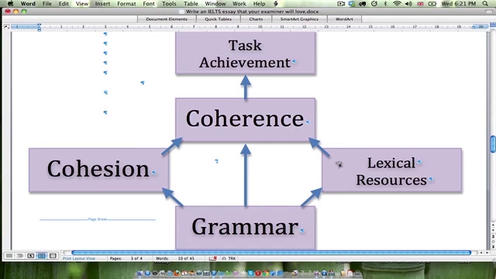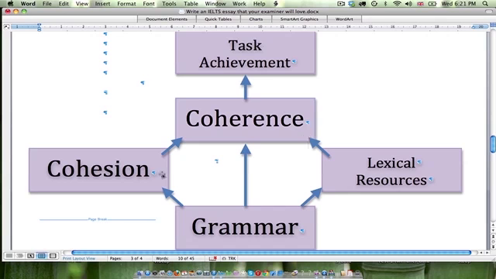Now the same is true with lexical resources. Now if we assume for a second that the student has strong grammar, let's assume that the grammar is strong. However, they choose incorrect words. They don't choose words that deliver their message accurately. Well, the end result is again a weakened sense of coherence. The end result is the examiner having to read, to question, why are they using this word, the message is not clear. So you can see that lexical resources also has a direct influence upon coherence.